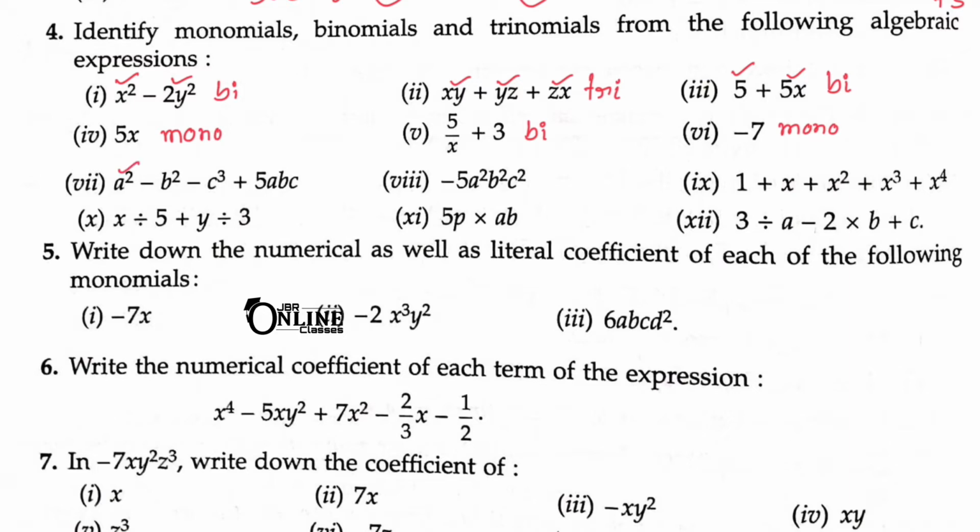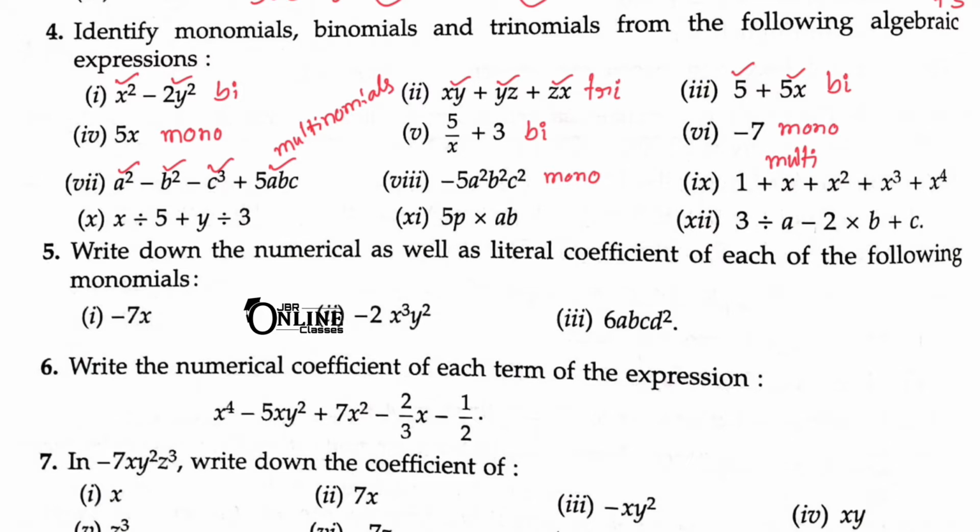Next here a square, b square, c cube, 5abc. Total 4 terms. Okay. Here sum number 7, it's 4 terms. That means this one will be multinomial. You have to write down for this one multinomial. Monomial. Okay. Now sum number 8, only one term, so it's monomial. 9, 1, 2, 3, 4, 5. So it means again multinomial.